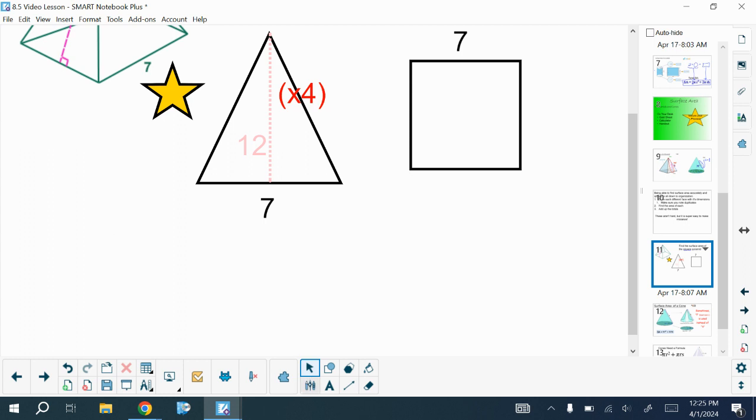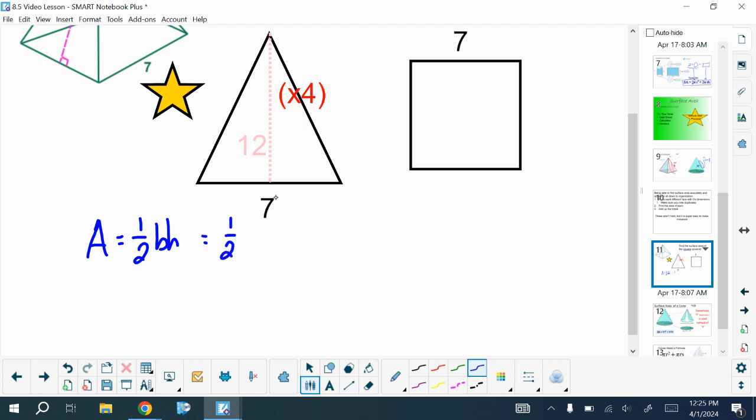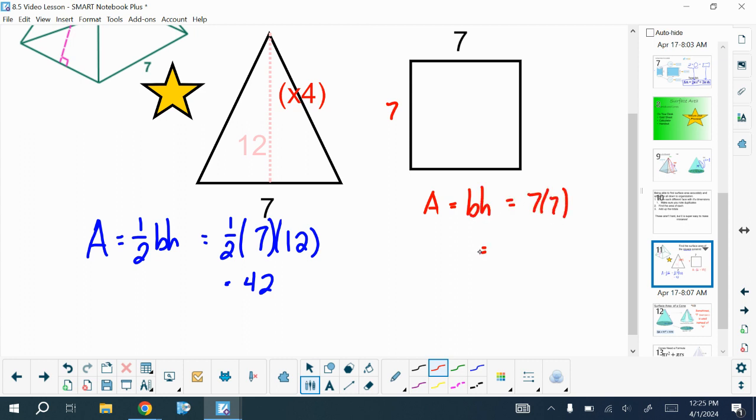The area formula for a triangle is 1/2 times base times height, and I know my base is 7, and my height, which in this case is called the slant height, is 12. And so I'll plug in those numbers. You can use a calculator if you need to, but I got 42. Then I can go to my square, and since this is a square, base times height, 7 times 7, we get 49 for that one.